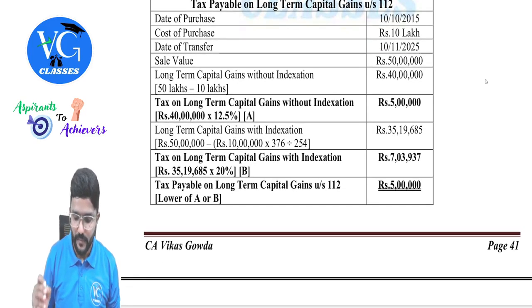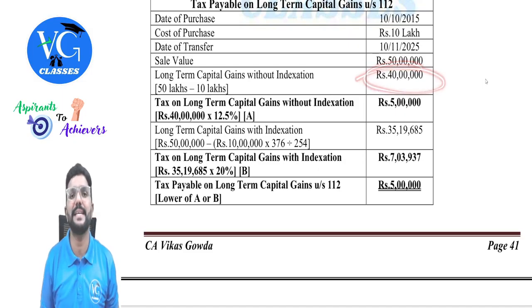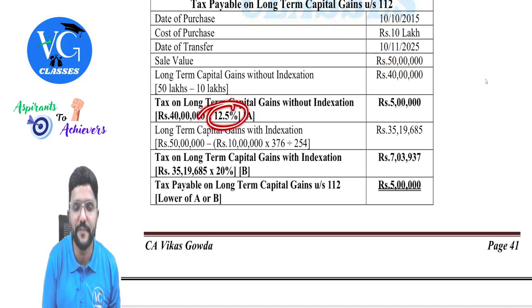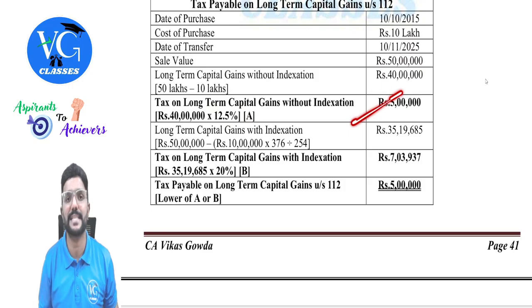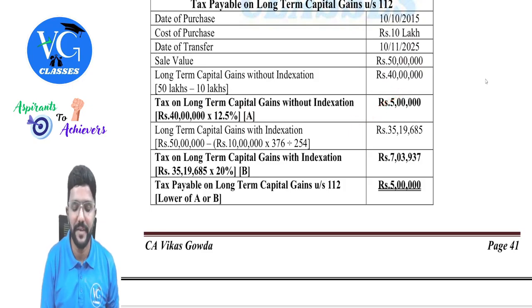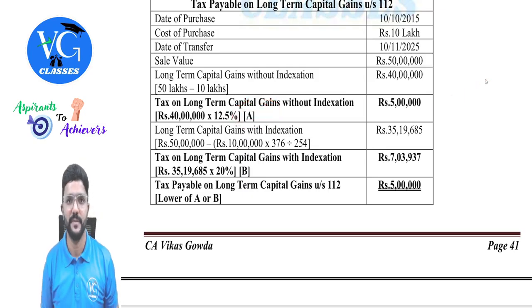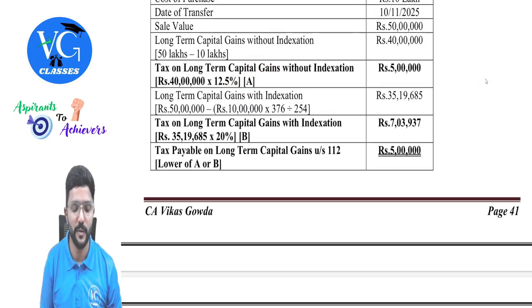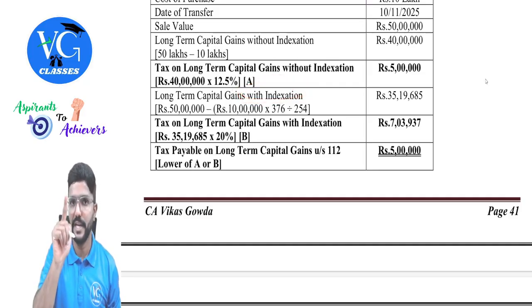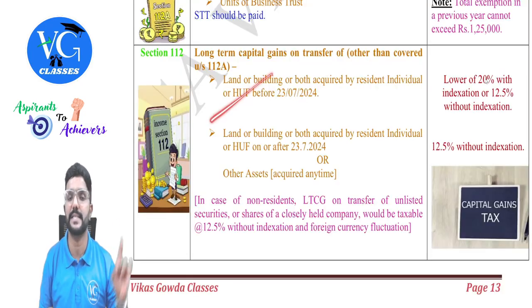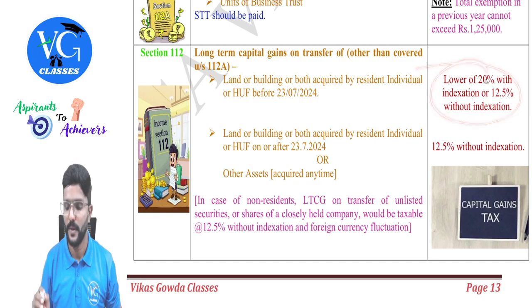On this long-term capital gain without indexation, apply the 12.5% tax rate and compute tax liability: 5 lakh. I have given it the notation A, keep it aside. One calculation is done. Now we need to compute one more long-term capital gain, but with indexation. Is this condition satisfied here? Yes, guys. It will fall under this.